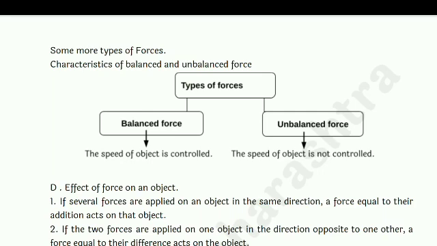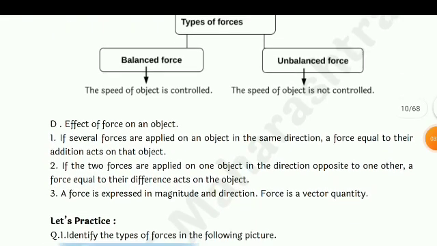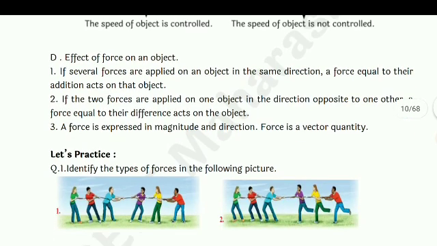Types of force. Balanced force: the speed of the object is controlled. This is called balanced force. Unbalanced force: the speed of the object is not controlled. This is the unbalanced force. Next, the effect of force on an object.